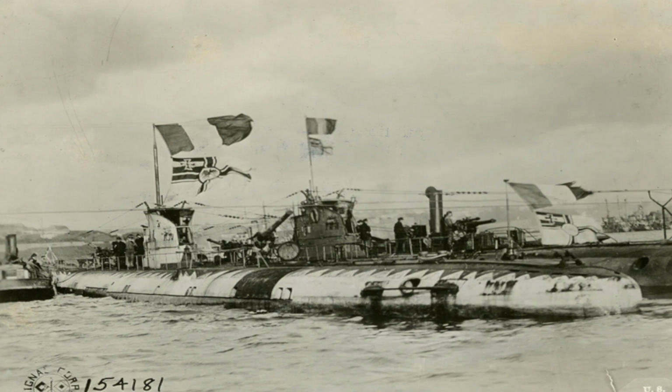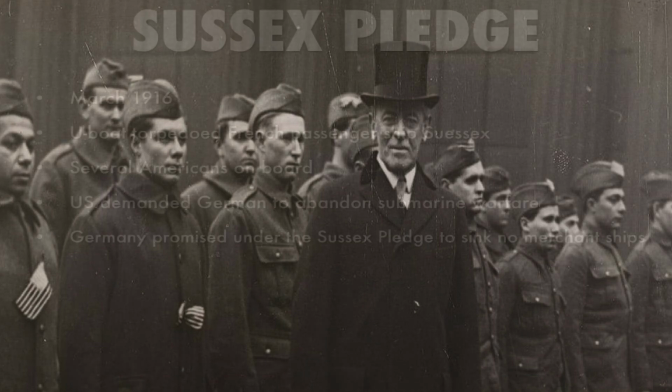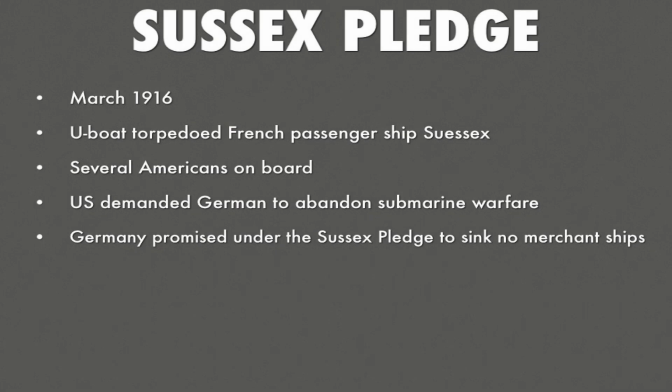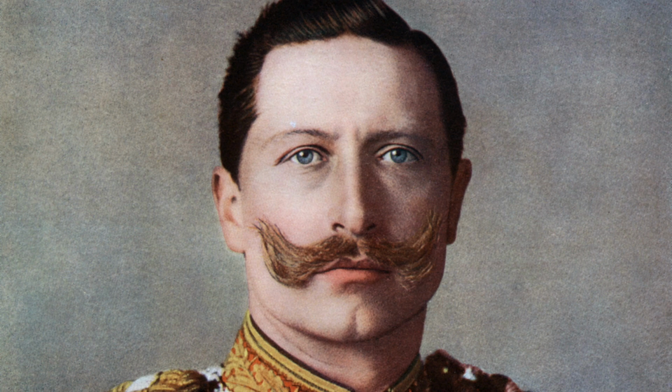Following the sinking of an unarmed French boat, the Sussex, in the English Channel in March 1916, Wilson threatened to sever diplomatic relations with Germany unless the German government refrained from attacking all passenger ships and allowed the crews of enemy merchant vessels to abandon their ships prior to any attack. On May 4, 1916, the German government accepted these terms and conditions in what came to be known as the Sussex Pledge. By January 1917, however, the situation in Germany had changed.